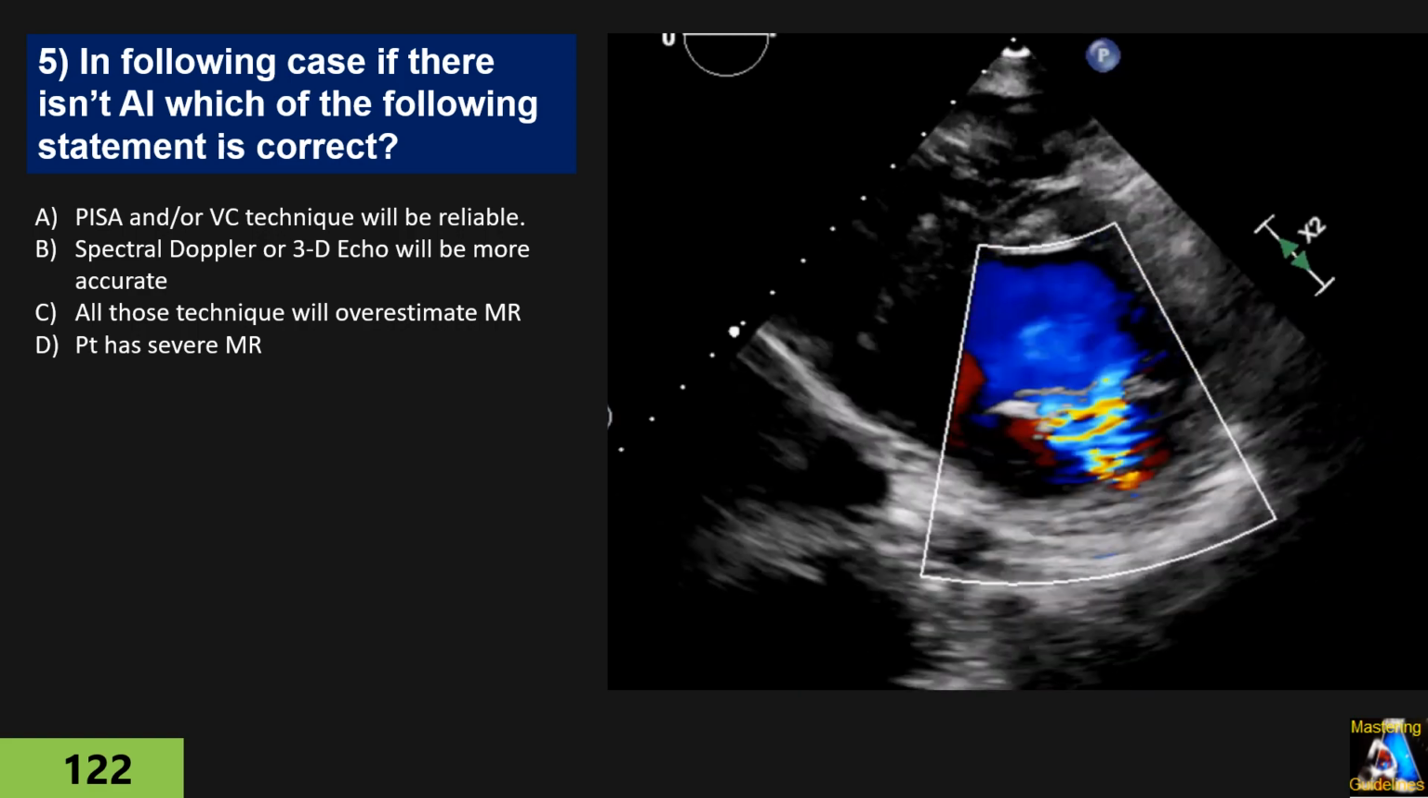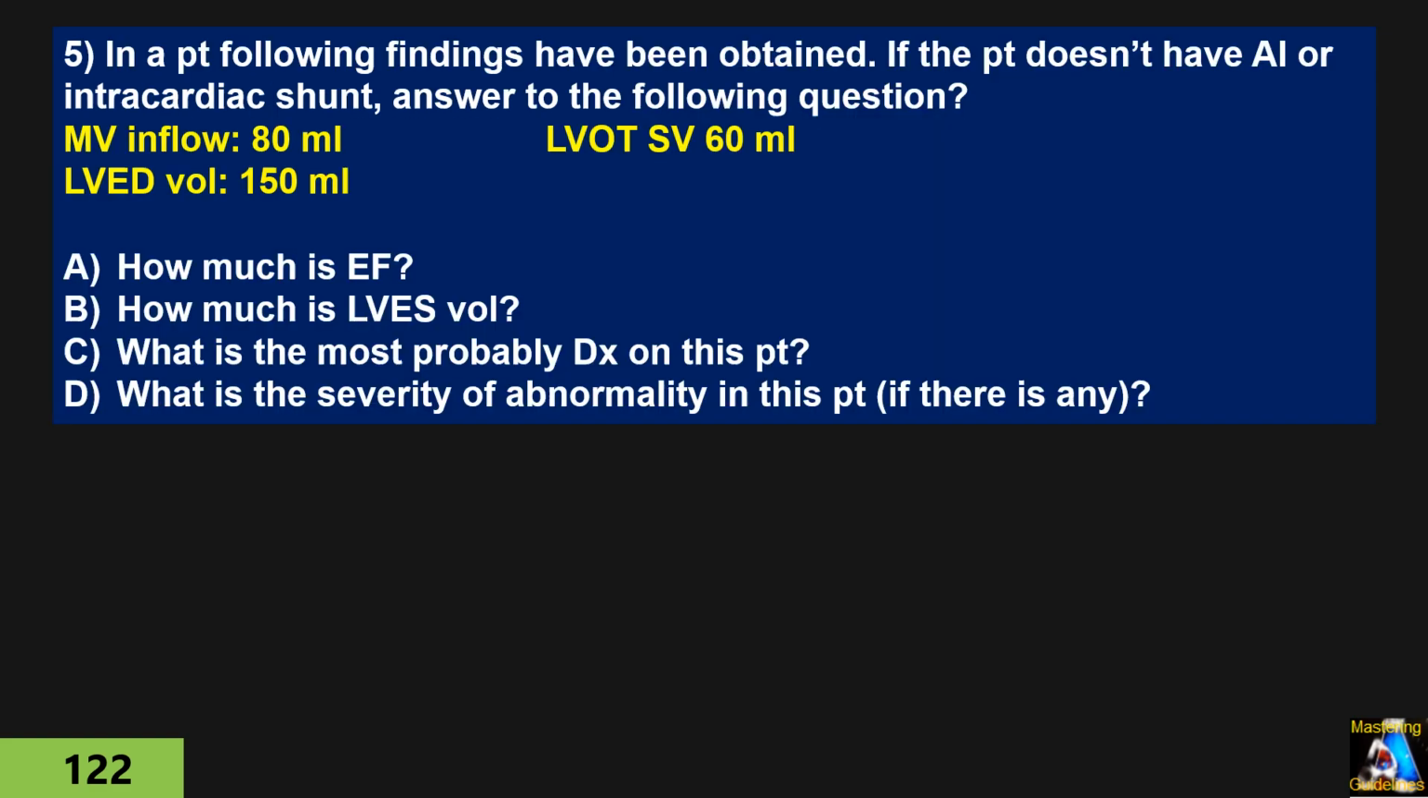Now let's go to the next one. Here we have another one. There is a patient without AI, aortic insufficiency, and without intracardiac shunt. With this assumption, we do echo and we get all these parameters: mitral valve inflow 80 milliliters, left ventricular end-diastolic volume 150 milliliters, LVOT stroke volume 60 milliliters. Based on these findings, answer these questions.